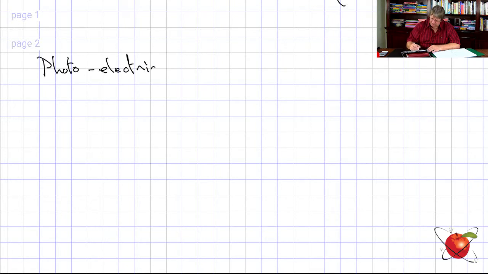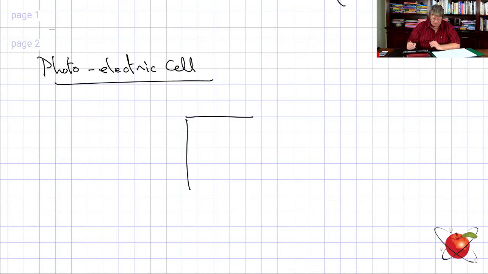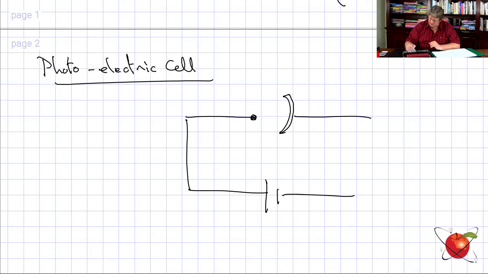Photoelectric cell. This is often used, and what you've got is a scenario like this. Excuse my drawing, as I've said, I'm not an artist, but here's my cell enclosed over there, and it's enclosed in a vacuum tube.